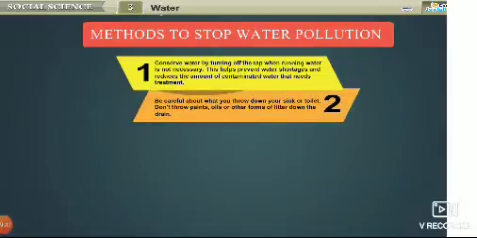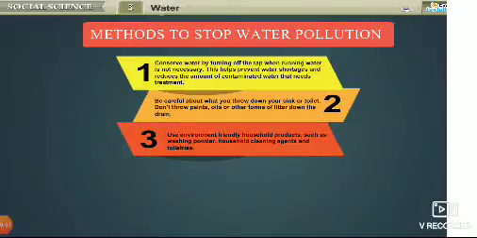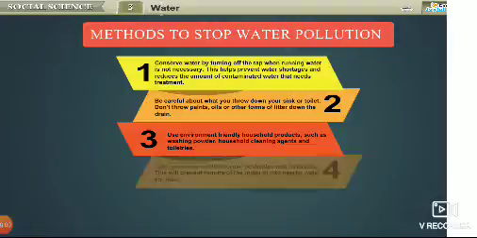Be careful about what you throw down your sink or toilet. Don't throw paints, oils, or other forms of litter down the drain. Use environment-friendly household products such as washing powder, household cleaning agents, and toiletries.